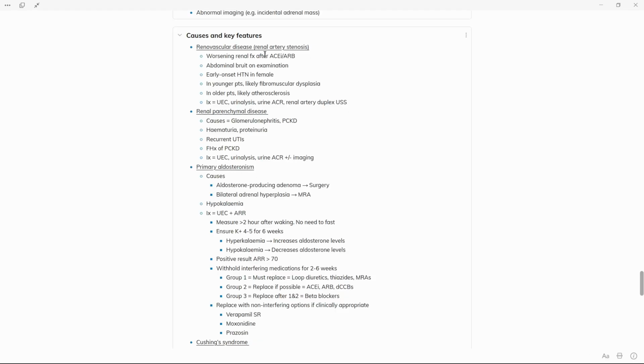So the first is renovascular disease, and that's renal artery stenosis. In younger patients, it's caused by fibromuscular dysplasia, whereas in older patients, it's more likely to be atherosclerotic disease. And we suspect renal artery stenosis when there is a worsening renal function with a rise of creatinine, as mentioned before, of greater than 30% after initiation of an ACE inhibitor or an ARB. You can also suspect it based on an abdominal bruit on examination, though I've never come across that in my life. And the investigation of choice, if you suspect renovascular disease, is a UEC, urinalysis, urine ACR, and importantly, a renal artery duplex ultrasound.